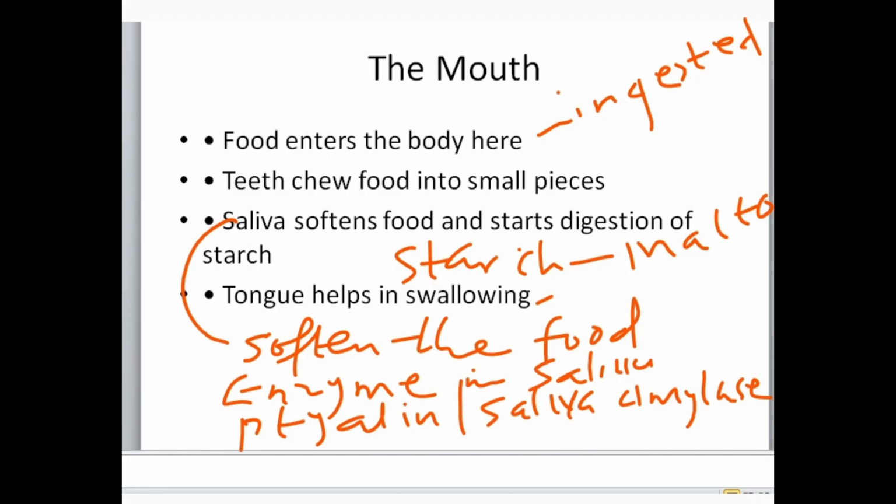Now, still in the mouth, the tongue helps to roll the food into a bolus, which helps in easy swallowing of the food. These are what happen in the mouth during the process of digestion.